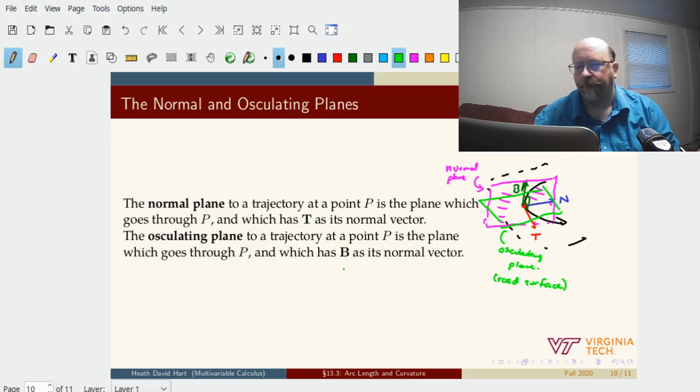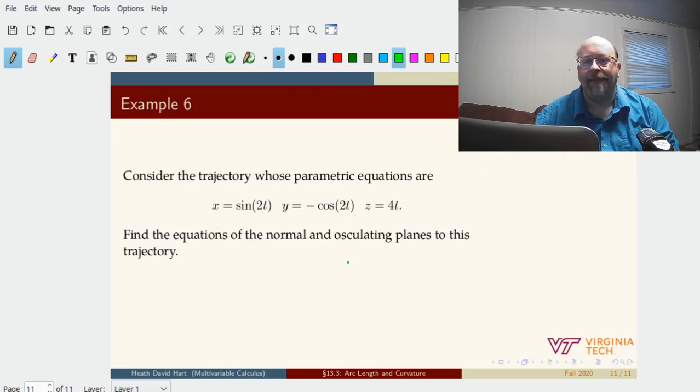Okay? In the last example we're going to look at today, we want to calculate the normal and osculating planes. But that means we're going to need to know what these normal vectors are. And so let's get started. This is going to be a little bit of a workout. Bear with us.